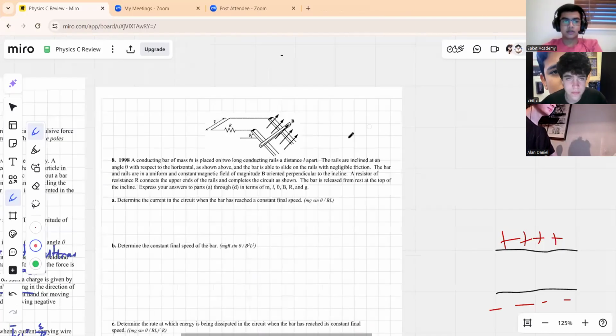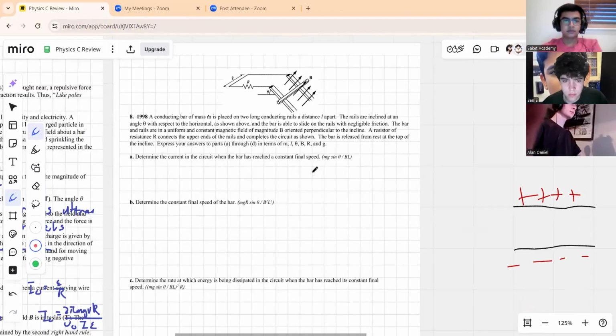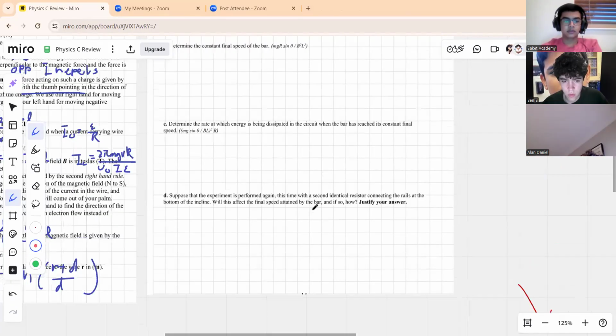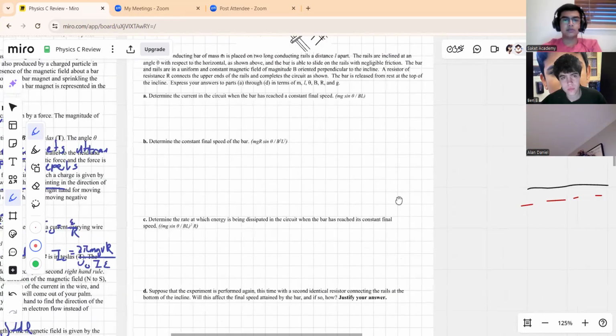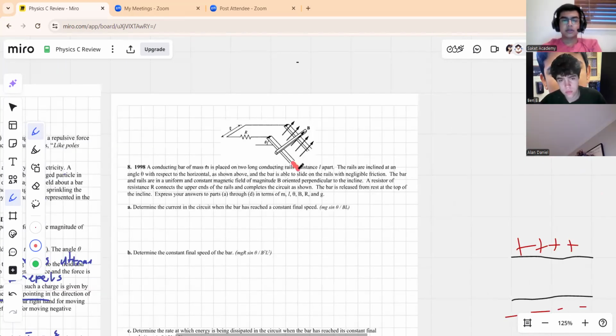The only question I have is for part D. I just don't understand, when you add a second identical resistor, how do you know that it's in parallel with the first one? A second identical resistor connecting the rails at the bottom of the incline. So think about it. We're drawing our circuit like this, and we're going to add another resistor here.